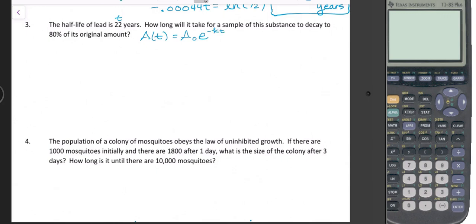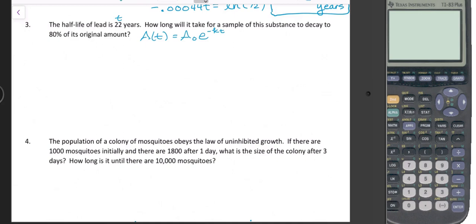So what we don't know is what that k is. So we're going to have to start by finding that rate of decay first. In any problem, if they don't tell me the rate of growth or the rate of decay, you're going to have to figure that out first.